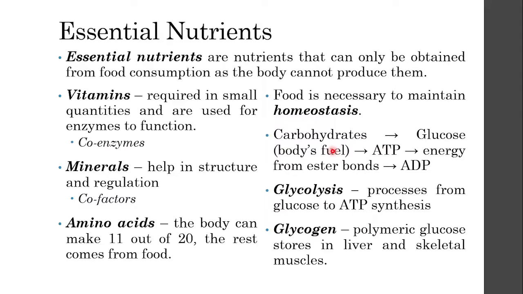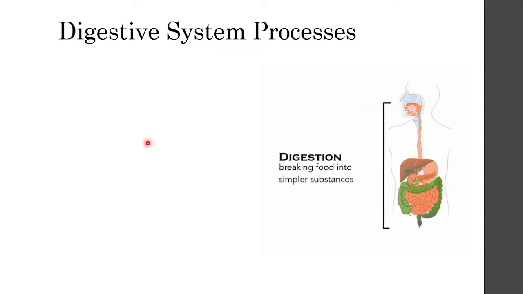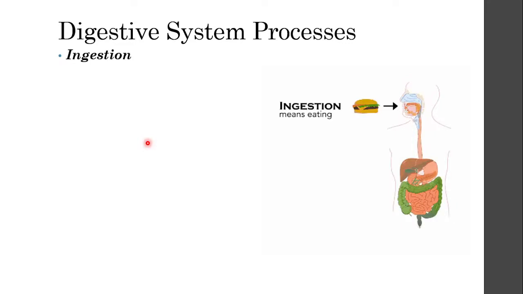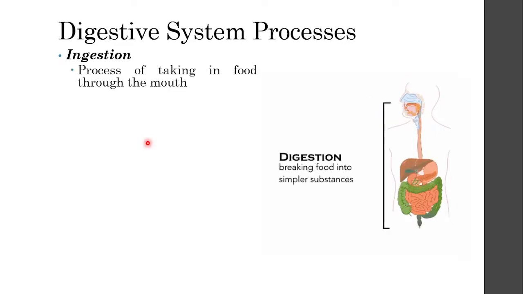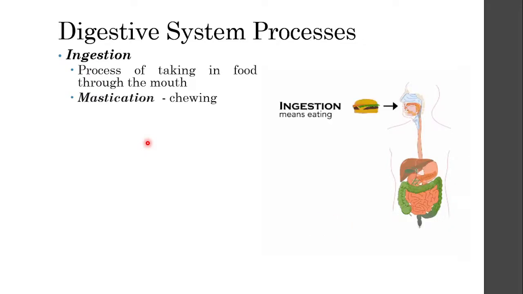Now let's talk about where these vitamins, minerals, amino acids, and various nutrients are being digested in our body. Before we talk about that, let's talk about the 4 different processes in our digestive system. We have ingestion, where we take food into our mouth. And then part of ingestion is mastication, which is when we chew.